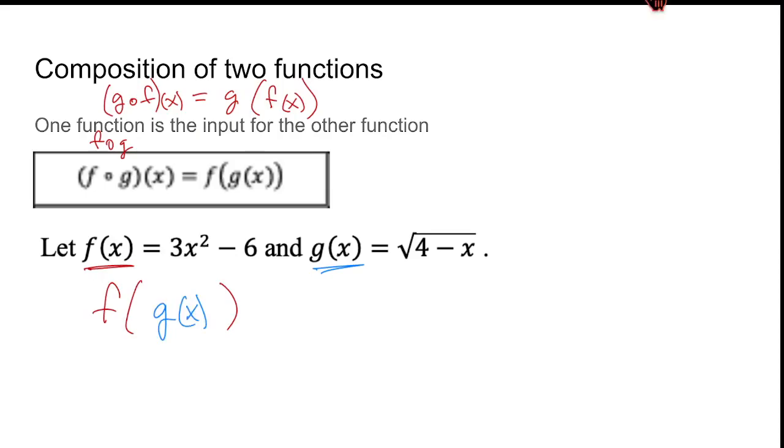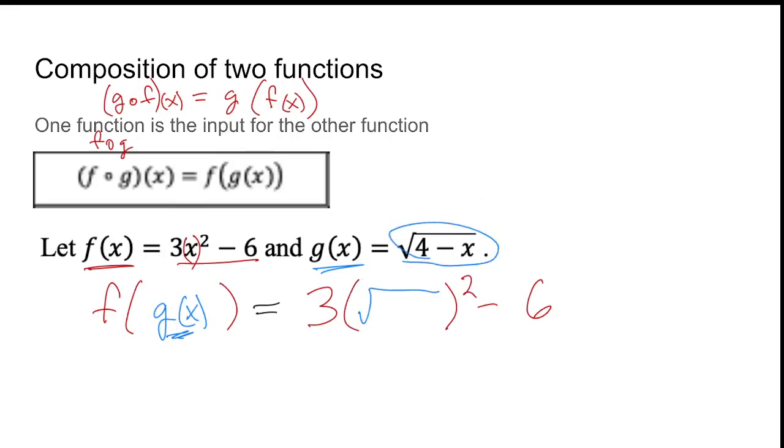As we set this up, we're taking the f of x function, and that's the outside function. So we'll rewrite it as 3x squared minus 6. Everywhere there's an x, we're going to put a big open parentheses. And then what are we going to put into there? Well, we're going to put the function g of x, which is this part here: square root of 4 minus x. And that's the composite.